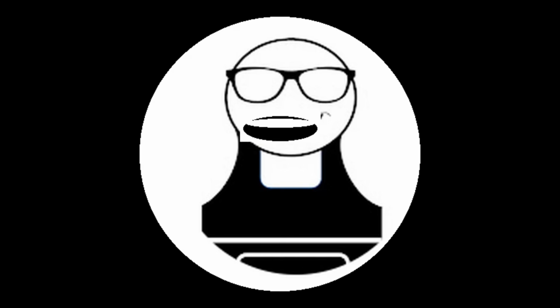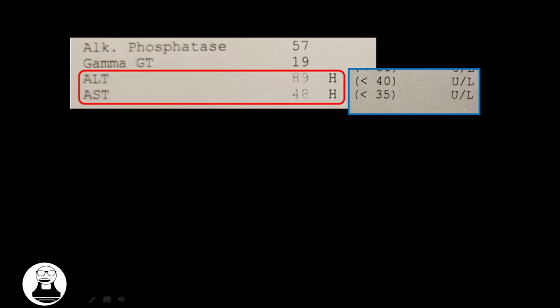In early 2025, I had a blood test, and the results showed signs that were consistent with fatty liver disease. My ALT was 89 units per liter, while my laboratory's reference limit was less than 40 units per liter. My AST was 48 units per liter, while the reference limit was less than 35 units per liter.